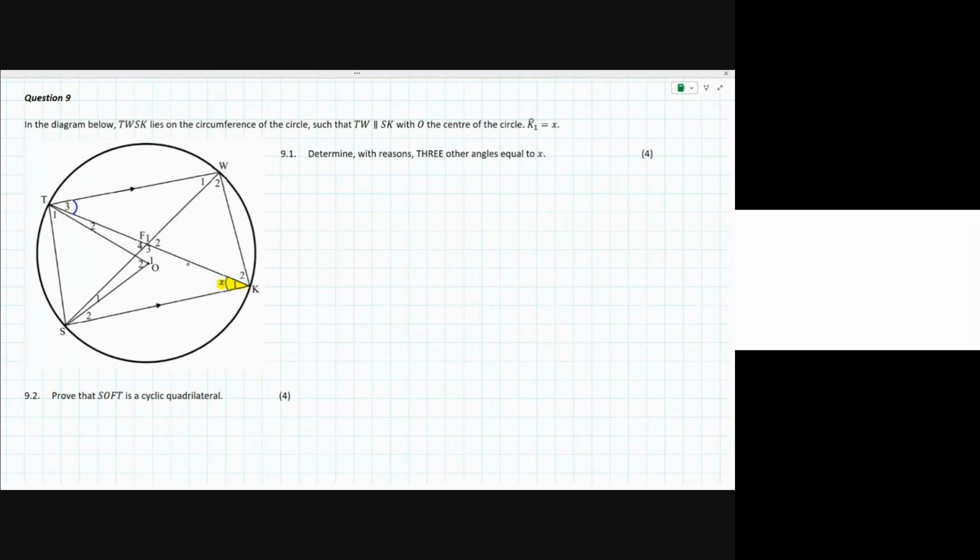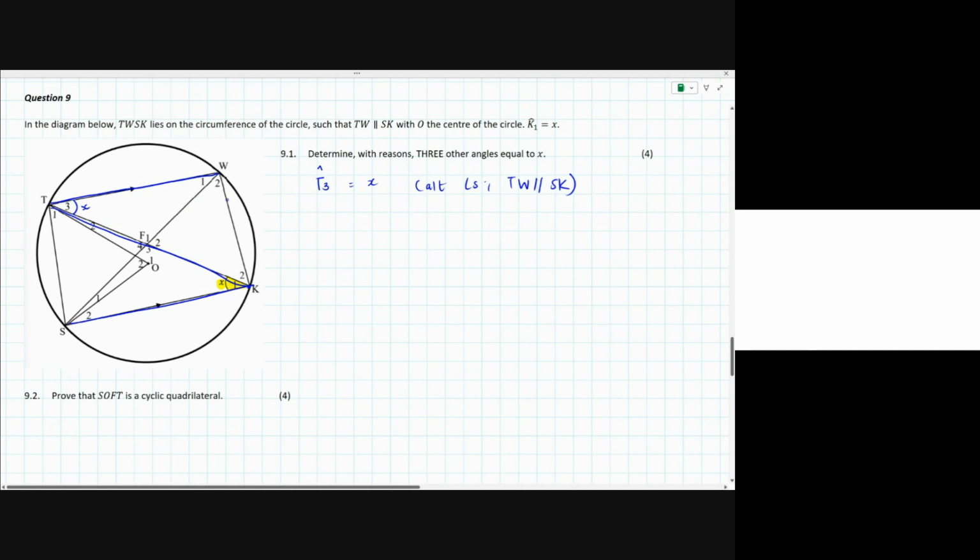T3 is alt angle. If we follow our parallel lines and create that zigzag, just remember it must be a continuation of your lines. So zigzag shape, those are then alt angles. So T3 equals x. You give your reason, alt angles, and remember to state your parallel lines: TW parallel to SK. Great. So this is equal to x.